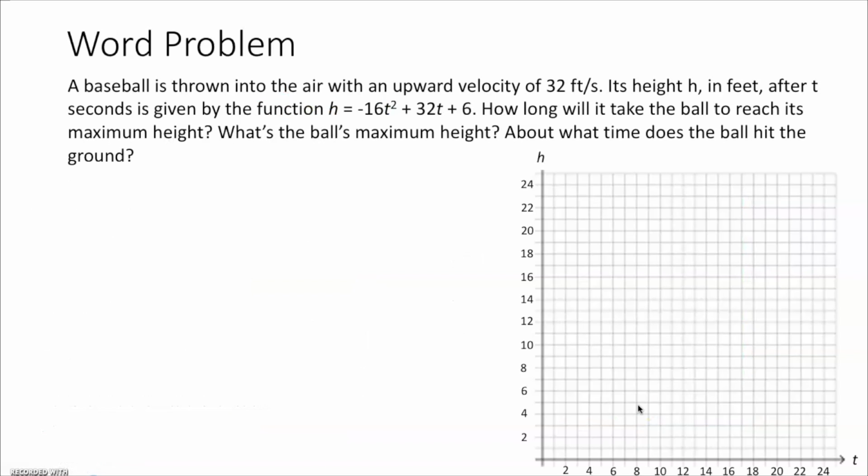Now, the word problem says a baseball is thrown into the air with an upward velocity of 32 feet per second. Its height h in feet after t seconds is given by the function h equals negative 16t squared plus 32t plus 6. How long will it take the ball to reach its maximum height? What is the ball's maximum height? About what time does the ball hit the ground?